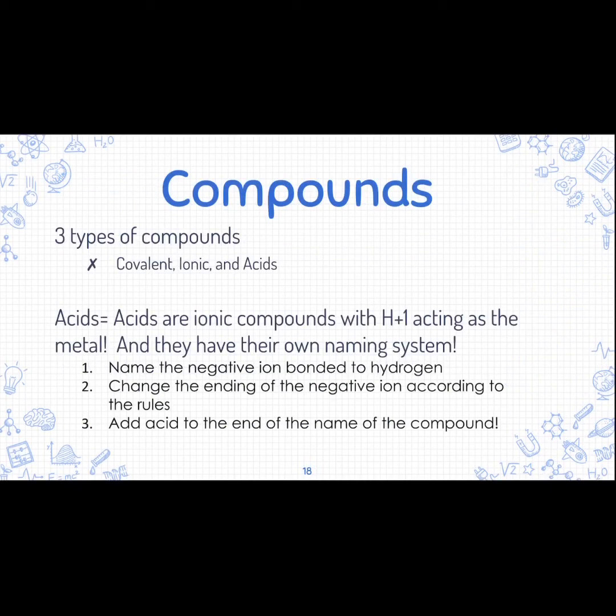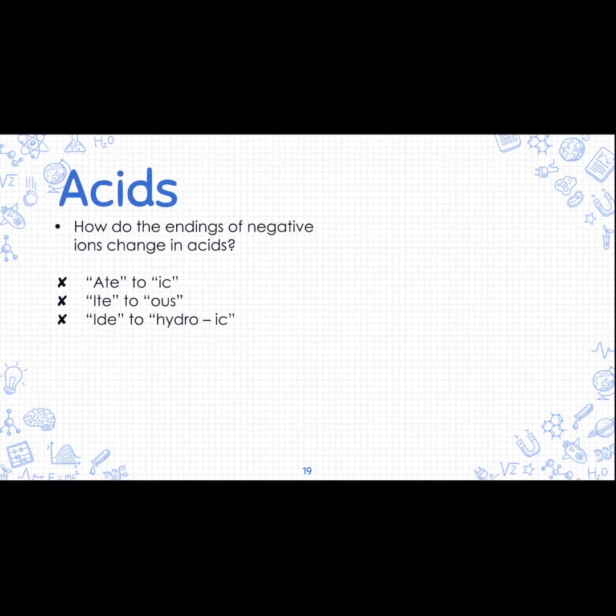Okay, last set of compounds. We have acids. Acids are ionic compounds. There's a hydrogen with a +1 charge acting as the metal. They have their own naming system. So we name the negative ion that's bonded to the hydrogen, and then we change the ending of that ion based on whatever the rule is. And then lastly, we add acid to the end of the name. So here is how to do that. For those negative ions, if it ends with ATE, we change it to IC. If it ends with ITE, we change it to OUS. If it ends with IDE, we add the prefix hydro, and then we add IC to the end.